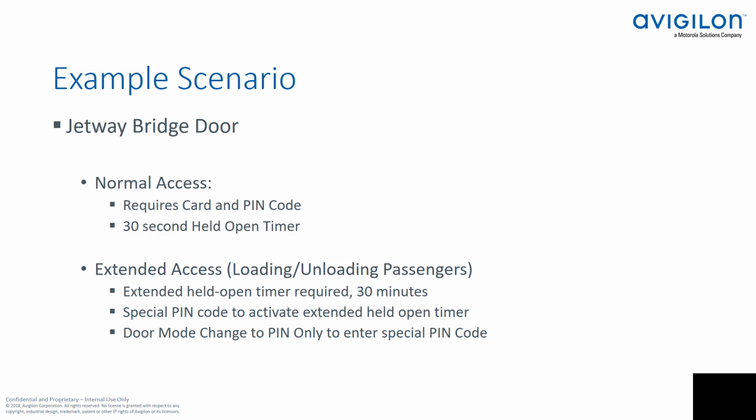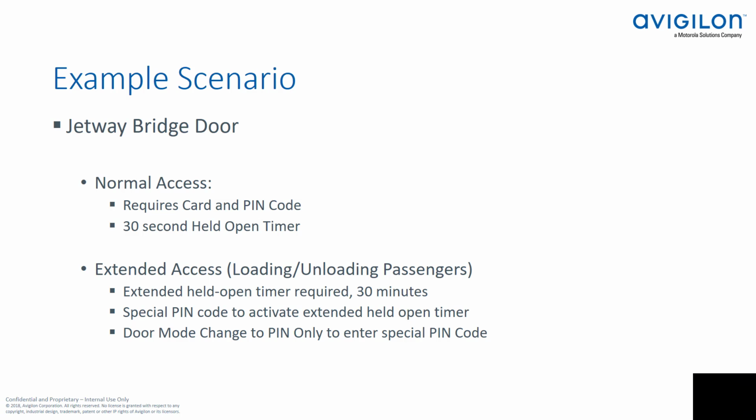Okay, so where would this be useful? One example scenario would be an airport, and specifically the jet bridge door. Typically, this door is secured 24/7, and under normal conditions, the user walks up, they present their card, enter their PIN code, they're granted access, they walk through, the door closes. And typically, if the door doesn't close within 30 seconds, then an alarm sounds. This works under normal conditions.